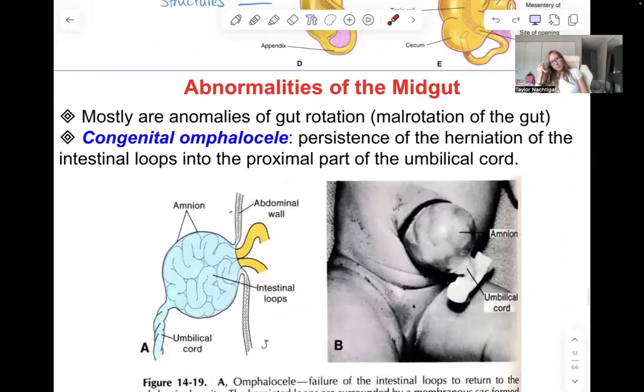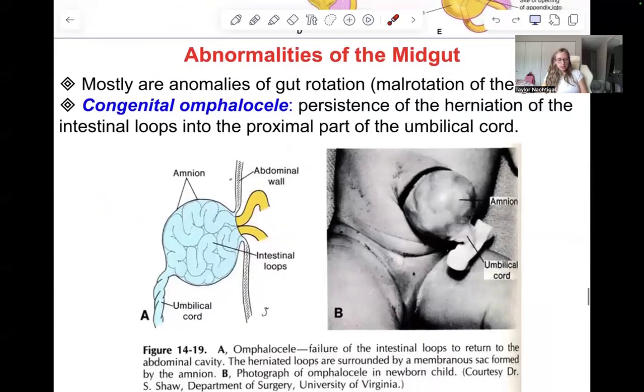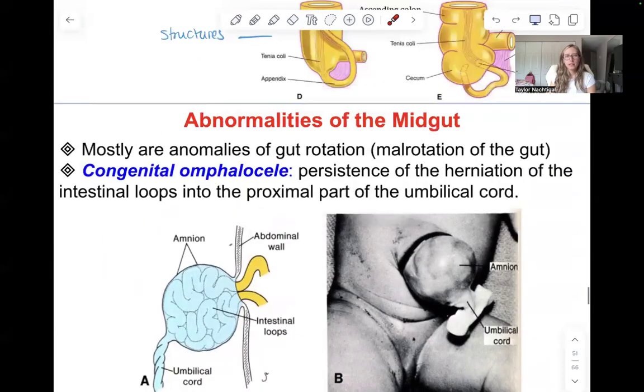Abnormalities that can be visualized of the midgut are going to have to do with abnormalities of gut rotation. So we can get congenital omphalocele, which is persistence of the herniation of the intestinal loop in the proximal part of the umbilical cord. Because the intestines had to push out into the umbilical cord to have enough space to grow and elongate, if they don't end up coming back inside the body, you end up with this pouch outside of the body that has all the small intestine inside of it. That's called the omphalocele.